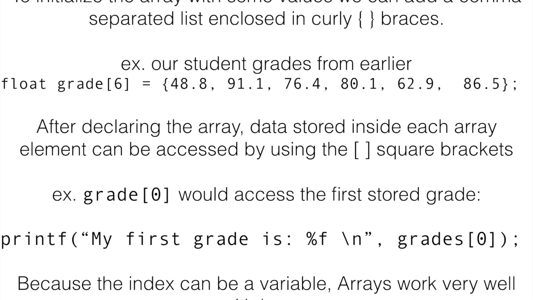To initialize an array with some values, we can add a comma separated list enclosed by curly braces. So for example, our student grades from earlier might be represented like this. We'd write float, right? Again, the type is float, the name is grade, and we're indicating that there's 6 grades, and then what we do is we initialize them using the assignment operator. We have an opening curly brace, and then we have a comma separated list of our initial values.